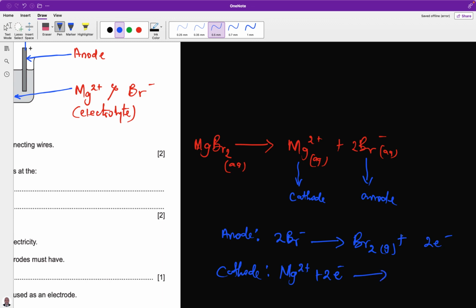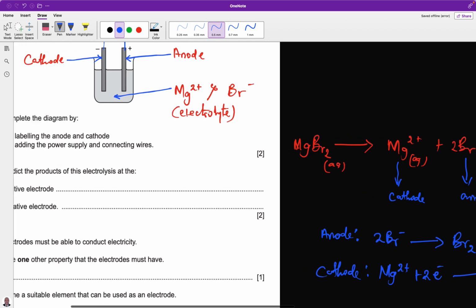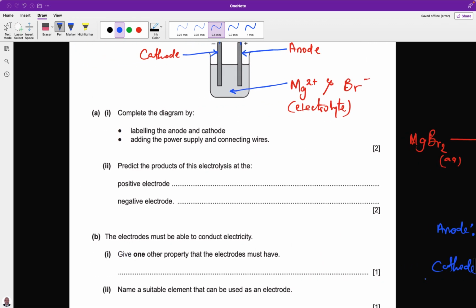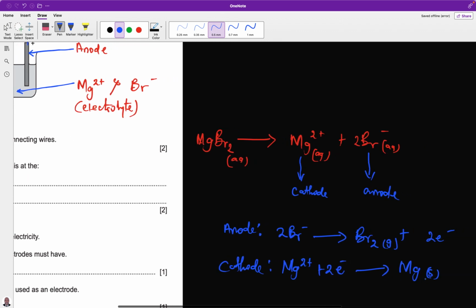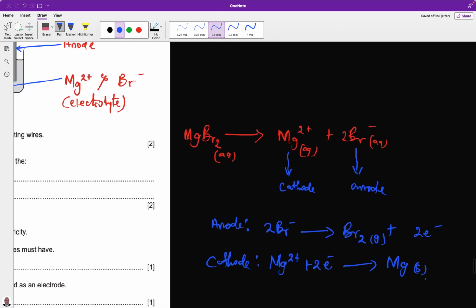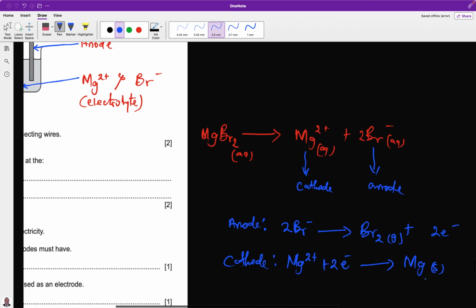To do what? And magnesium is deposited. Magnesium solid is being deposited. So now, predict the products of these electrolysis at the positive electrode. Just give exactly what is being done there. So the equations were to guide you on how you can get your answer on what will be produced at the cathode and at the anode.